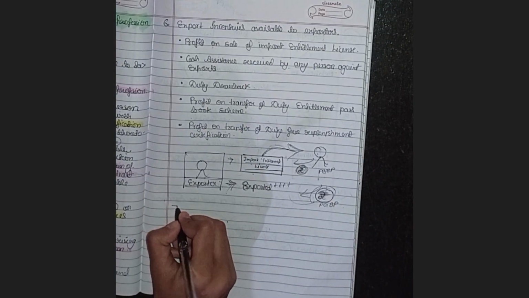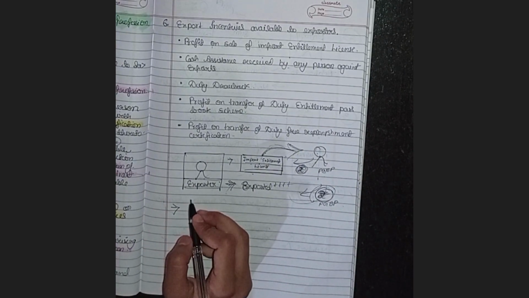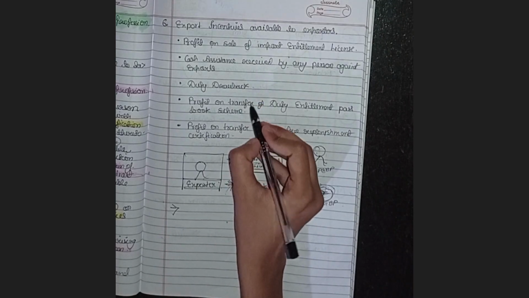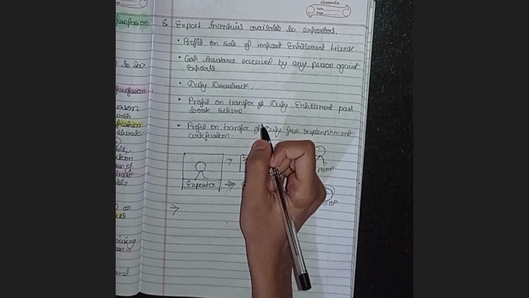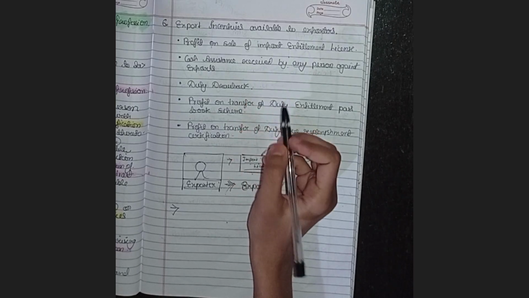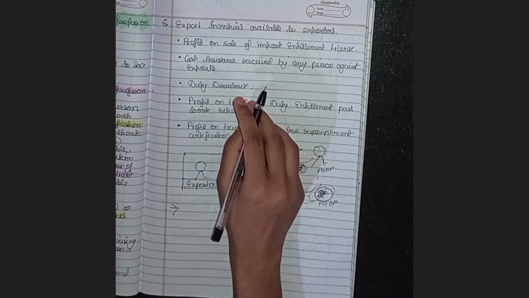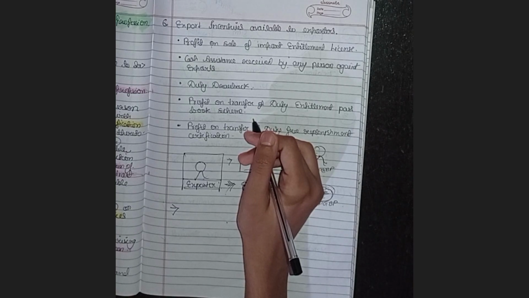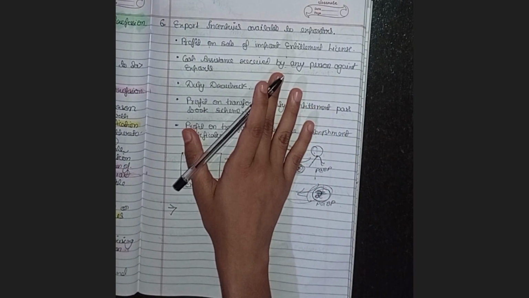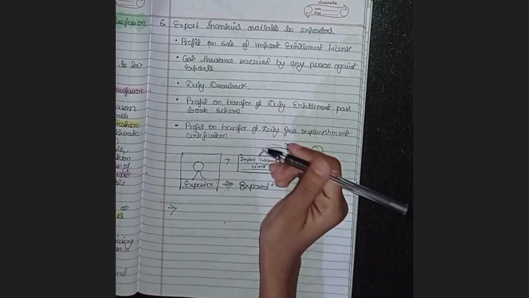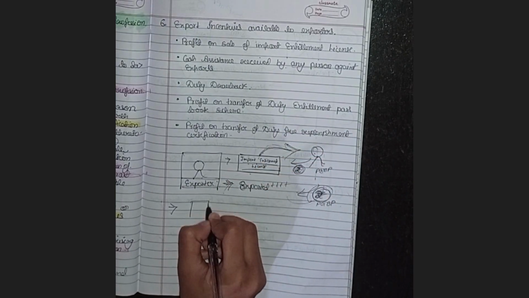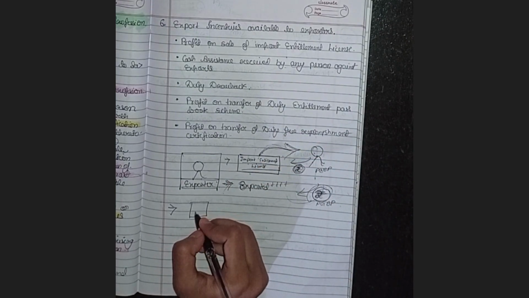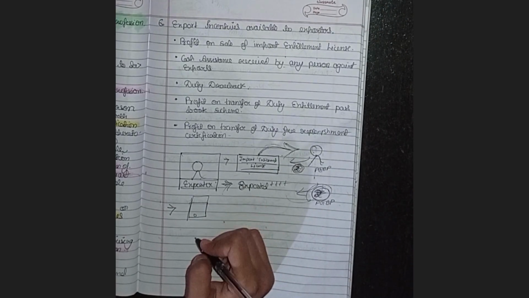Next, duty drawback. Duty drawback is very simple. When we like to export things, first we have to import something to make that product. For example, I am making a mobile phone. I don't know what kind of mobile phone it is, but it is a mobile phone.